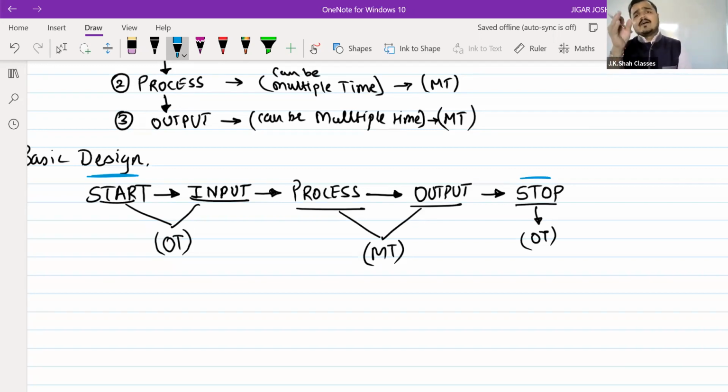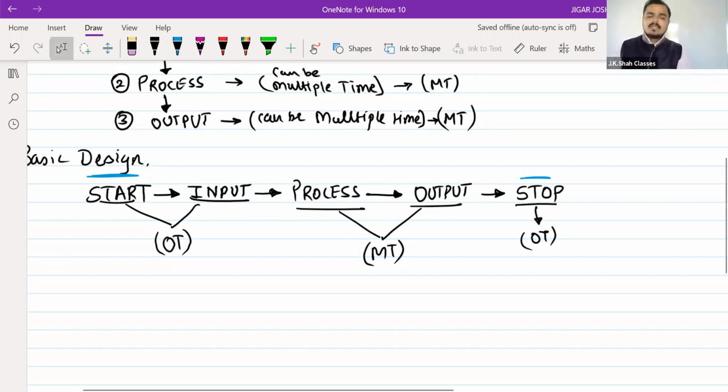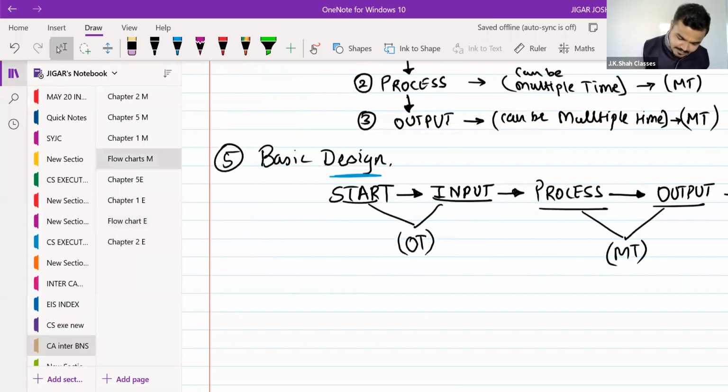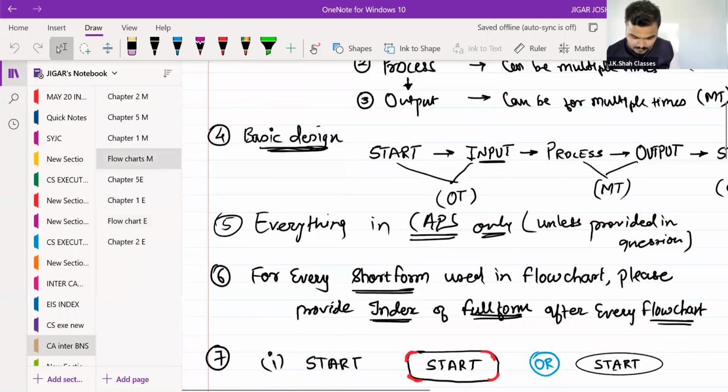Every software is required to be given the command start, and every software, once the work is done, must be given the command stop, my dear chartered. Are you clear till here? Have you understood this much? Yes. Okay. Next one is everything in caps.